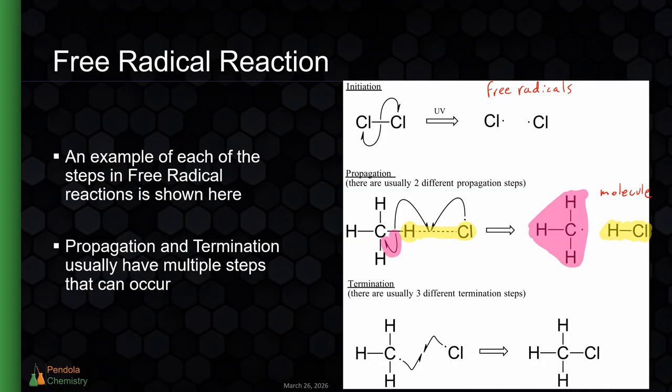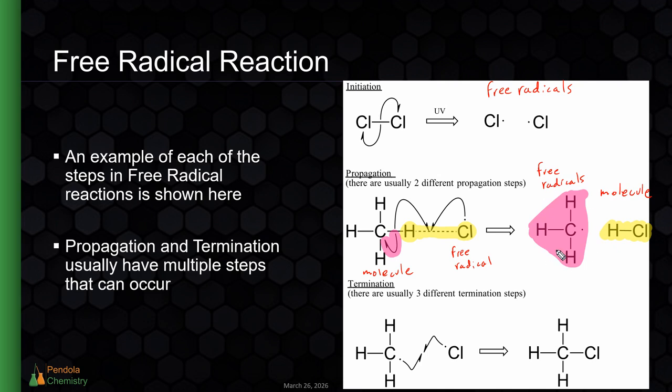So what do propagation steps do? They create free radicals and the molecule. So a propagation step is going to create a free radical and a molecule from a free radical and a molecule. Meaning that they don't actually solve any issues. They create a chain reaction.